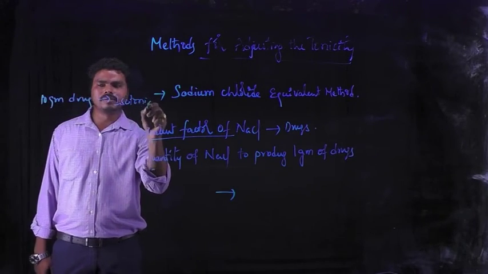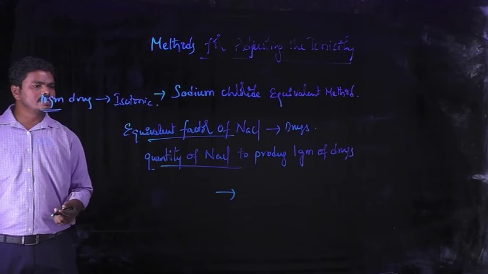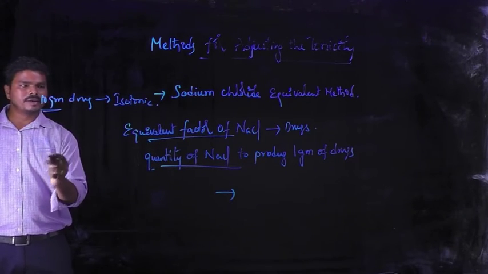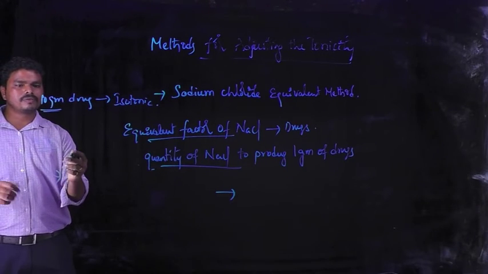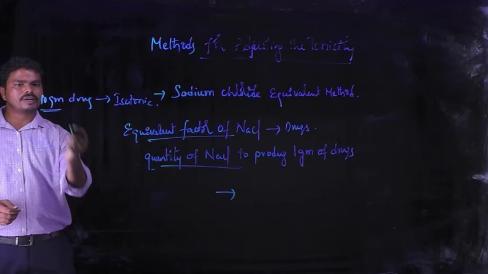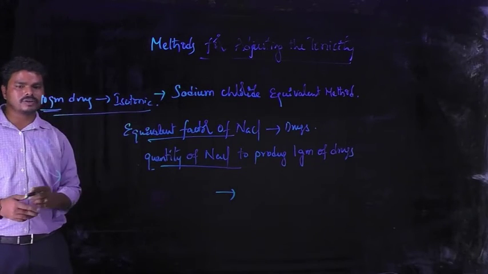So if you know the 100 grams of drug is required to produce the isotonic solution, for each gram we know how much quantity of sodium chloride is required. That will be multiplied with the 10. Thereby, we can know how much amount of sodium chloride is equivalent to the 10 grams of drug solution that can produce the isotonic.